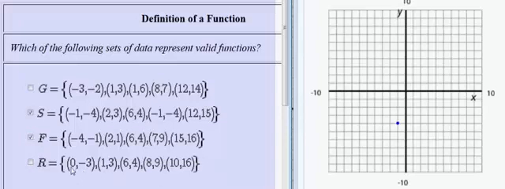The last set of data, if you look at it, is the same as the set of data F. Relation R, I believe, is the same as relation F, in that my x values never get repeated. Here I have an x value 0, then 1, 6, 8, and 10. That means every input's only going to get mapped to one single output.